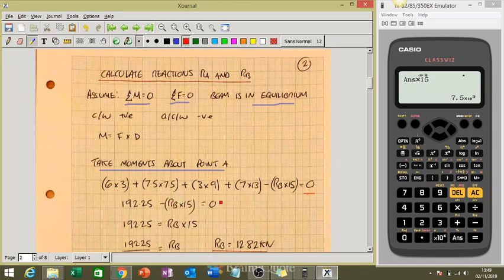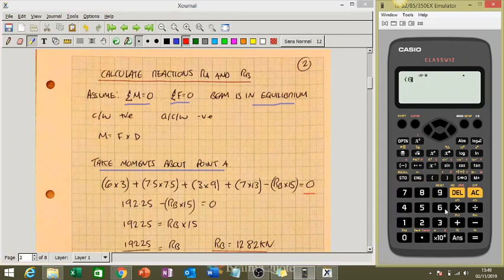So work that out, do it in a bracket: 6 times by 3, plus 7.5 times by 7.5, plus 3 times 9, plus 7 times 13. All equals 192.25 minus RB times 15.